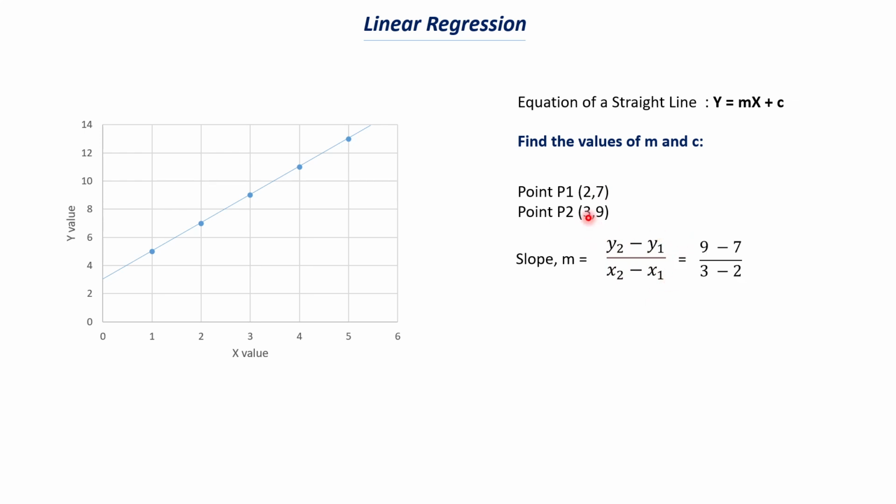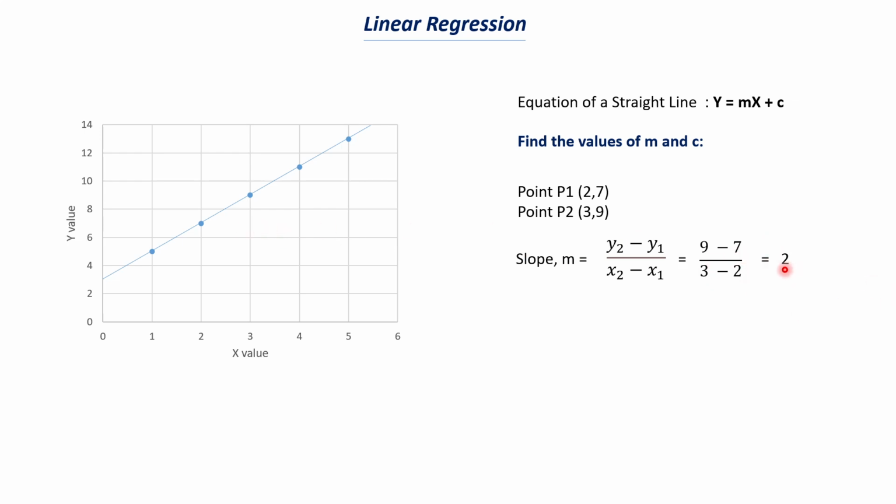As I have told you, 9 is y2 and 7 is y1. So it is 9 minus 7 divided by x2, which is 3, minus x1, which is 2. So we just need to substitute the values here. Now 9 minus 7 is 2 and 3 minus 2 is 1. So it will be 2 divided by 1, which is equal to 2. So the slope of this line is 2.